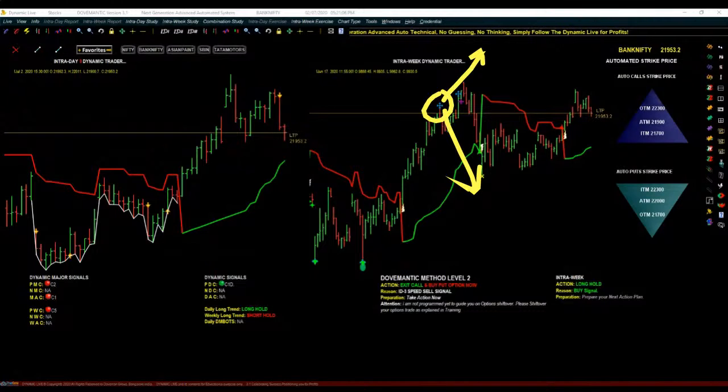Now Mr. Shivkumar says intraday and intra-week chart are in green, and Dowmantic level 2 is saying exit call and buy put. How to trade? We will come to that point, Mr. Shivkumar. We are just in the first step now.